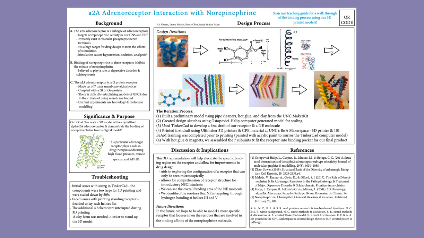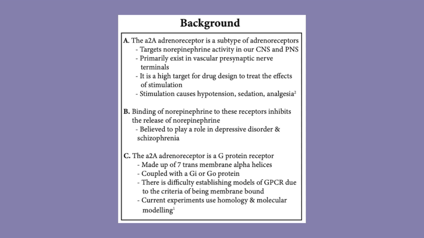Hi, my name is Sandy, and today, along with Nancy, Emma, and Ali, we're going to be presenting our project on how a subtype of the adrenoreceptor, known as the alpha 2A adrenoreceptor, interacts with the drug norepinephrine. Alpha 2A adrenoreceptor is a G protein receptor.